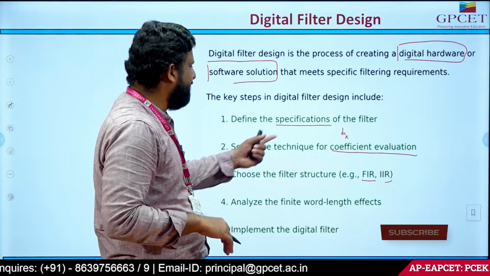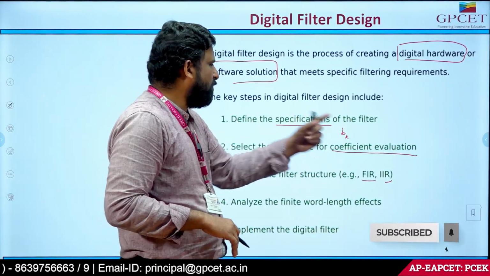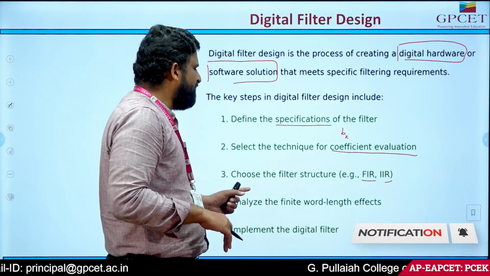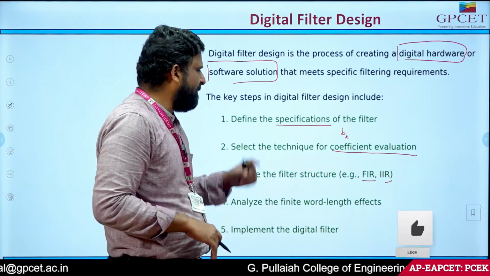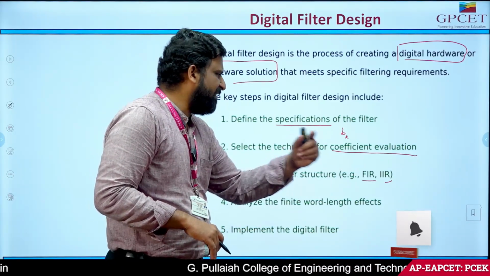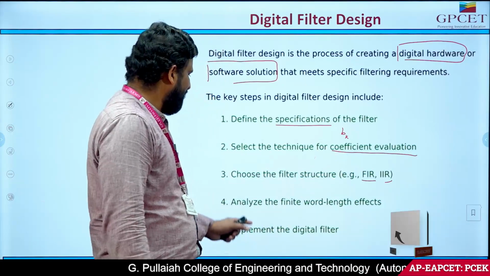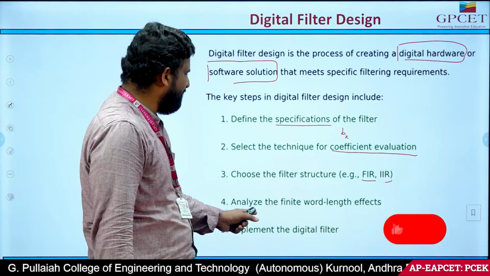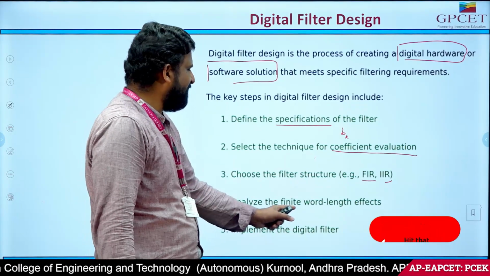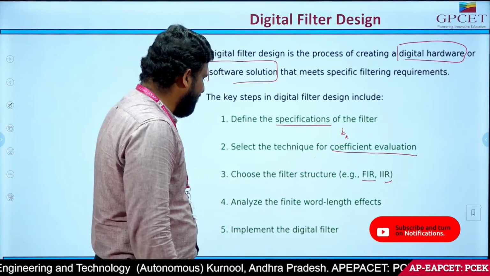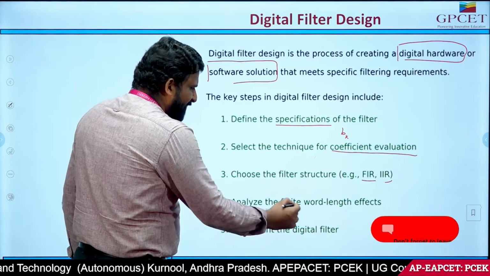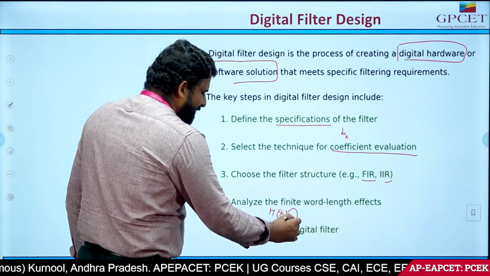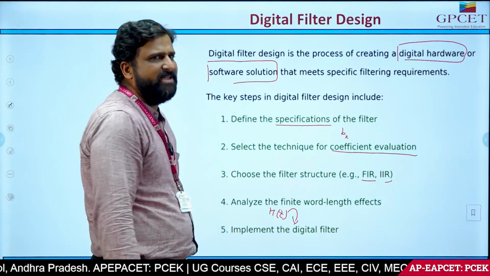That may be a FIR filter or IIR filter, whichever is suitable for that particular system. After selecting the technique, we evaluate the coefficients, and then we can choose which type of filter is suitable, FIR or IIR. Finally, after choosing that filter, we analyze the finite word length effect, and whatever results, that is H of z, will be realized or implemented with the help of a digital filter.